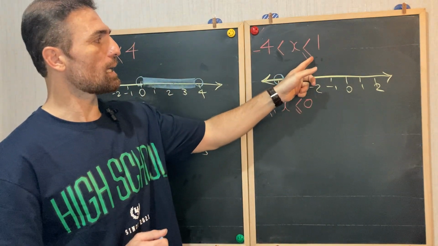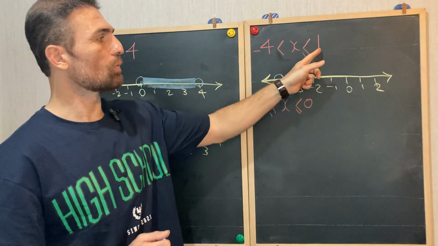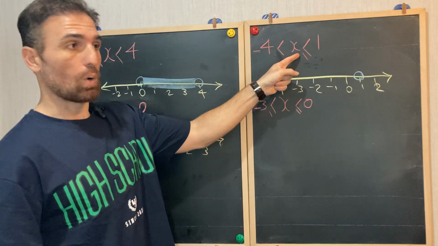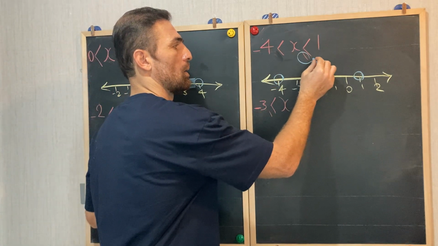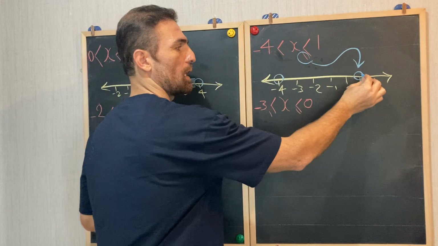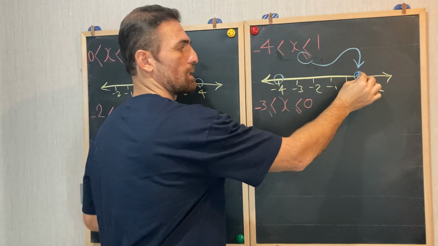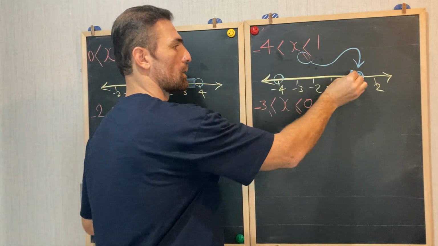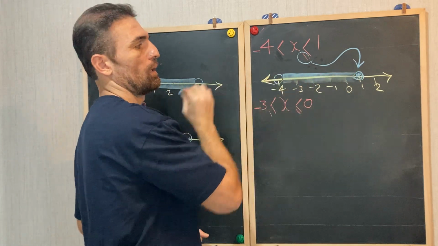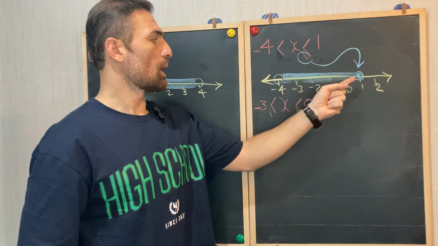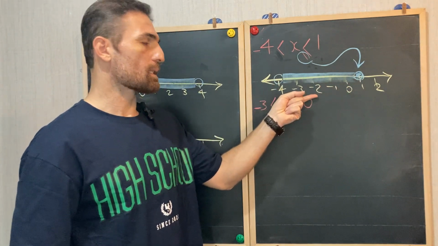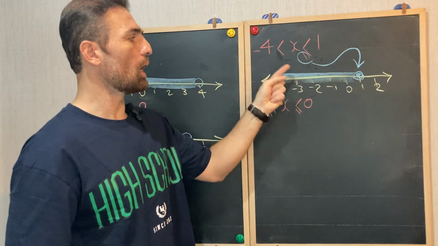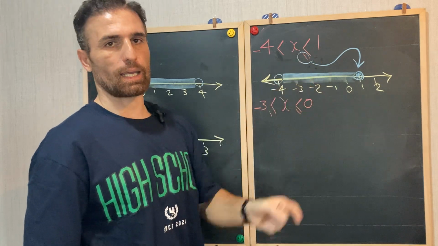Next one, x is less than or equal to 1. I graph a circle above the 1, but it says or equal. That is why we need to shade this circle. And our solution is somewhere between -4 and 1. And I shade. This is our solution. A number like -2, let's check it. -2 is greater than -4. Also, -2 is less than 1.